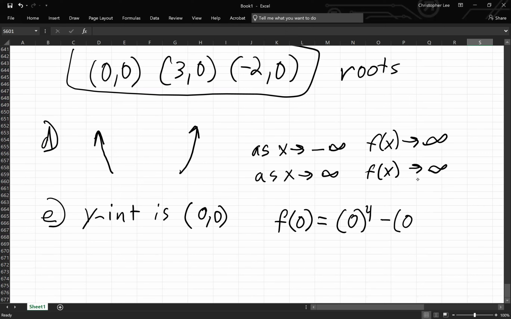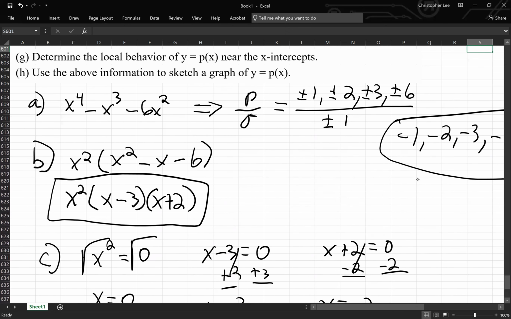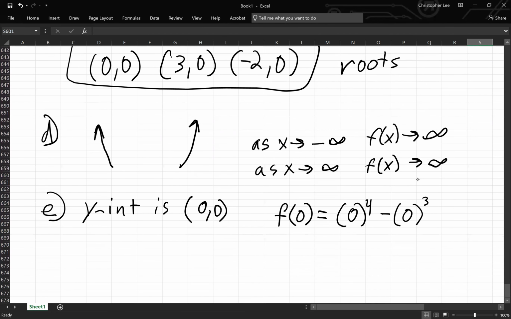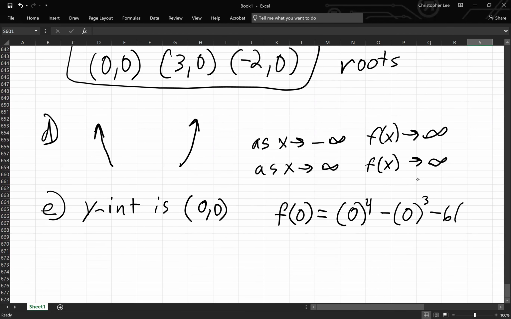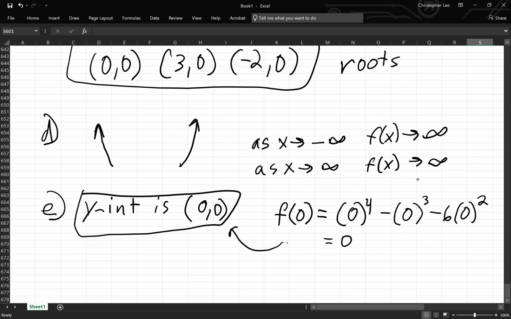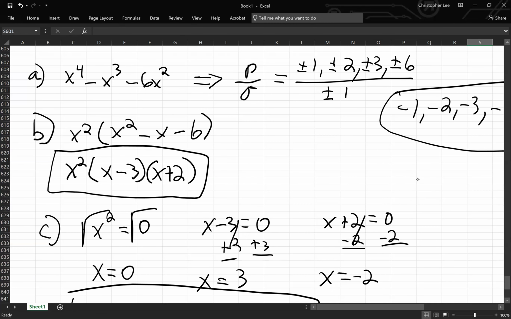I'm seeing minus 0 to the third power, minus 6 times 0 to the second power, right? And boom, that's 0. So that proves that this is the y-intercept, right? Not so bad. Let me go back up because I don't remember what's next.